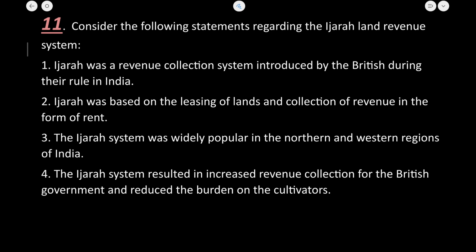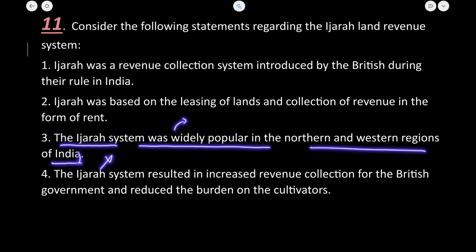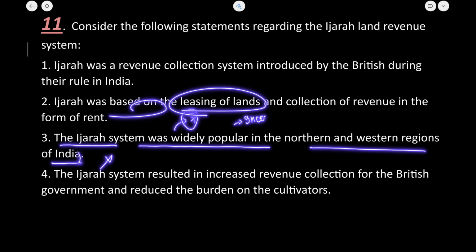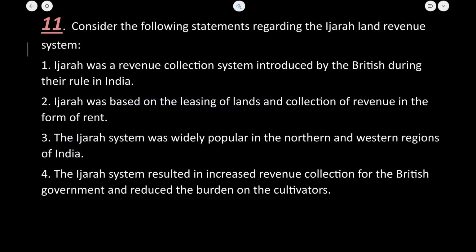Second: Izara was based on leasing of lands and collection of revenue in the form of rent. Absolutely correct. Now, the Izara system was widely popular in the northern and western regions of India. No, it was not. It was not that popular in northern and western India because it was very inconsistent. लैंड को जो लीज किया जाता था, it was very inconsistent, so it was not very popular, इसीलिए ज़्यादा चल नहीं पाया। Next is: the Izara system resulted in increased revenue collection for the British government and reduced the burden on the cultivators.